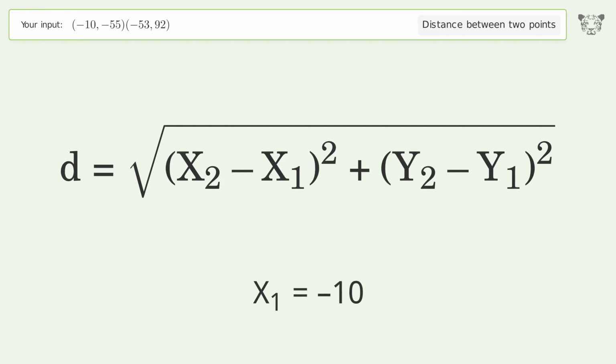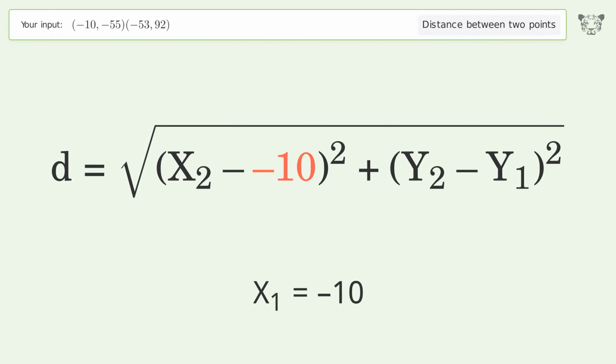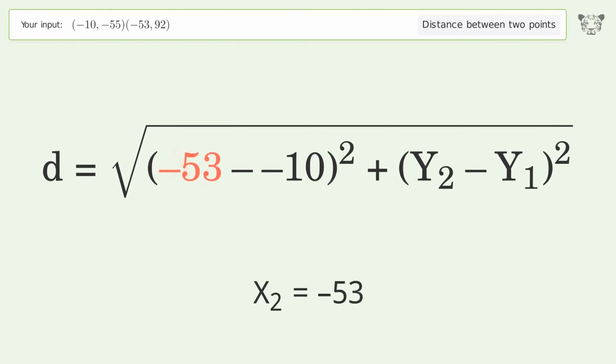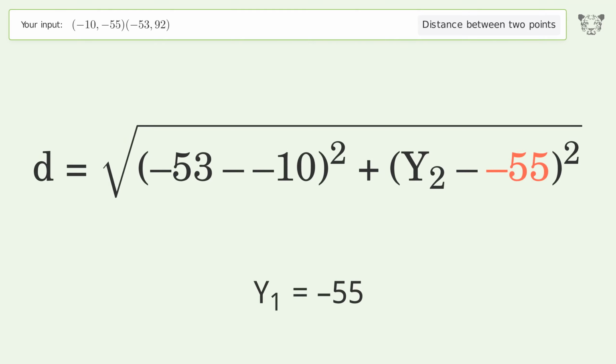x1 equals -10. x2 equals -53. y1 equals -55. y2 equals 92.